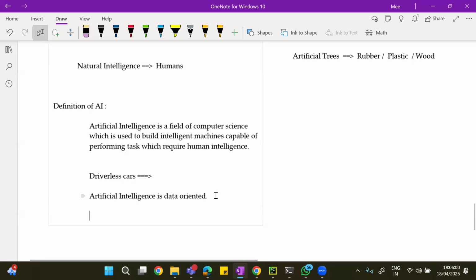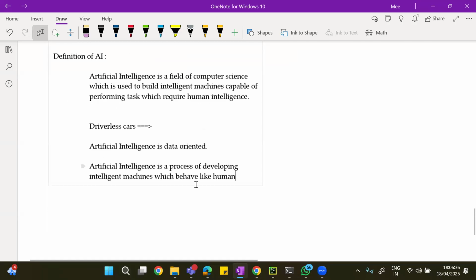Now, I can say it in another simple terminology: artificial intelligence is a process of developing intelligent machines which behave like humans. This is an alternate definition, guys. Don't think, oh, why did I give a similar kind of definition. This is one type of definition, and this is another type of definition.